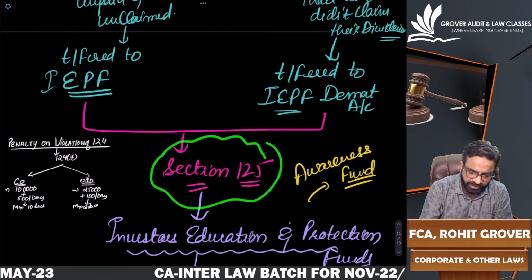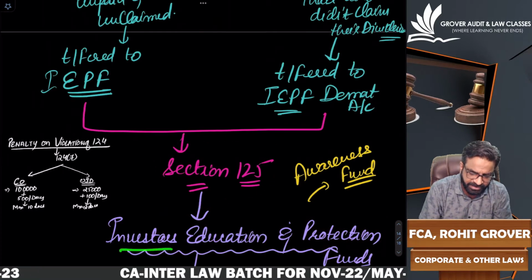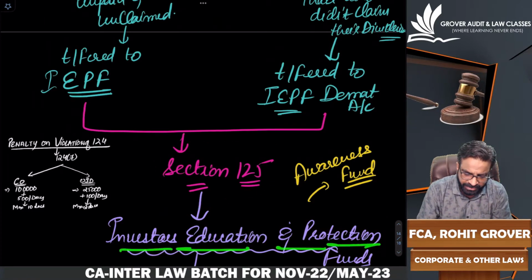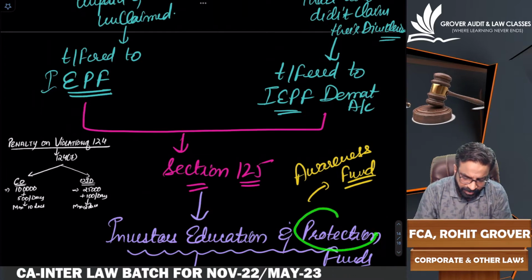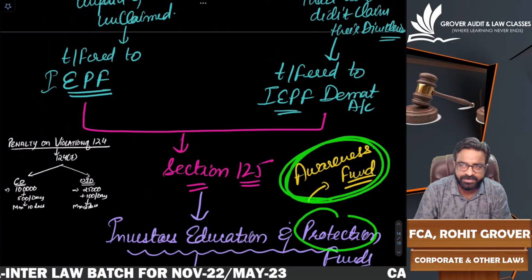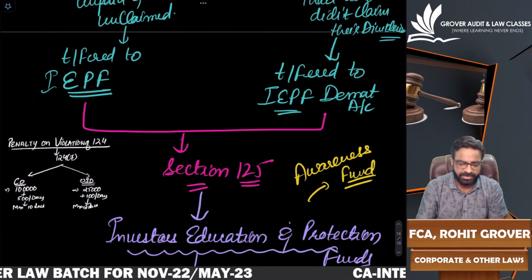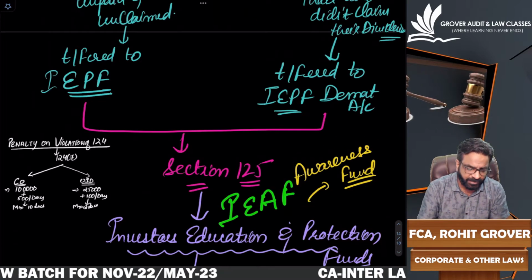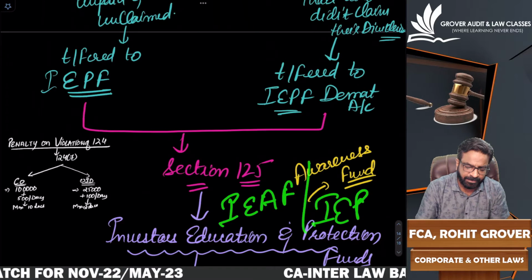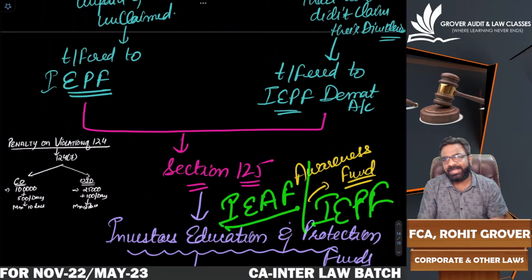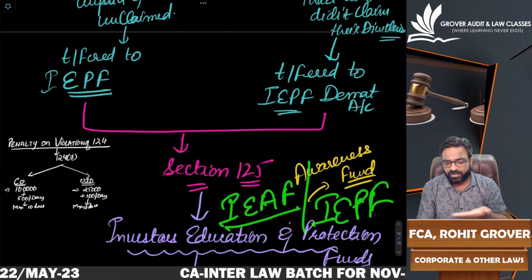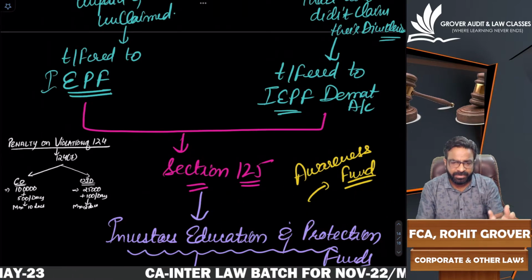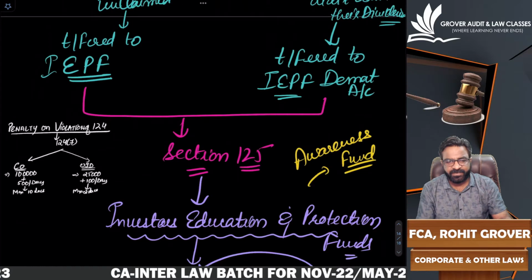125. And what is the name of 125? Investors, Education and Protection Fund. And what is another name? Instead of protection, we can also use this word: awareness. It is also known as IEAF, or we can also call it IEPF. If you use IEAF, it is called Investors Education and Awareness Fund, or you can also call it Investors Education and Protection Fund. Am I correct?